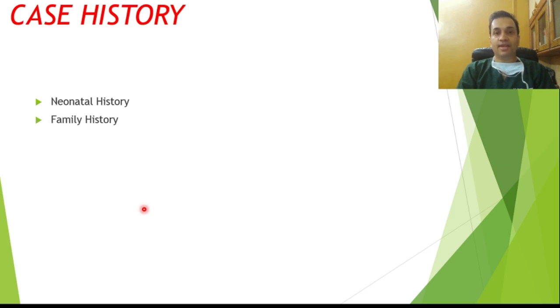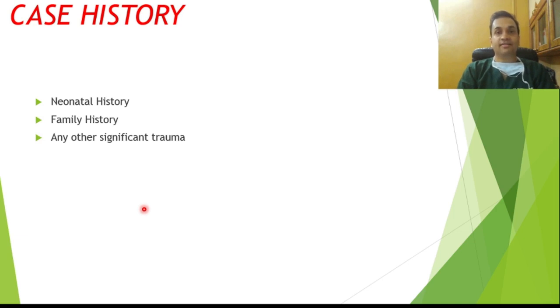Secondary, of course, is the family history, where you have to ask for any syndromes or syndromic associations in the immediate family or the blood relatives of the child. Also, any history of consanguinity or any history of marriage within the genetic pool should also be asked. Third, any other significant trauma.